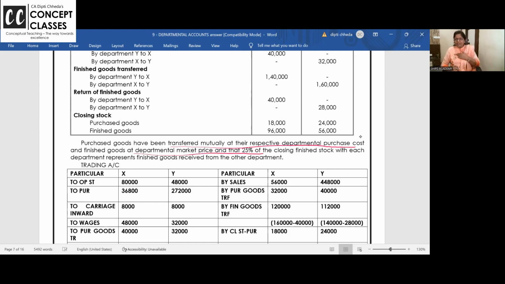My department's profit. Now sometimes equation is not given. Kitna stock hai? In this problem, profits are not given. Array, I have transferred to you finished goods with profit. But how much is profit is missing? It's a beautiful question, and I feel we are using accounts costing everything here. 25% of the closing stock with each department represents goods received.